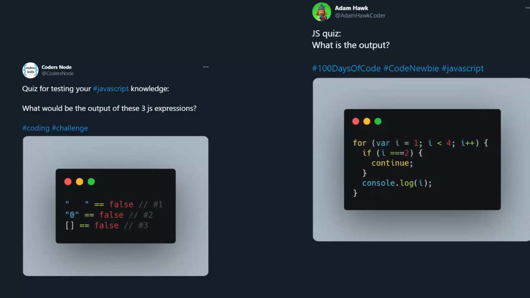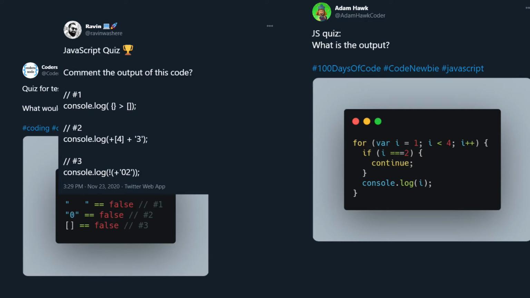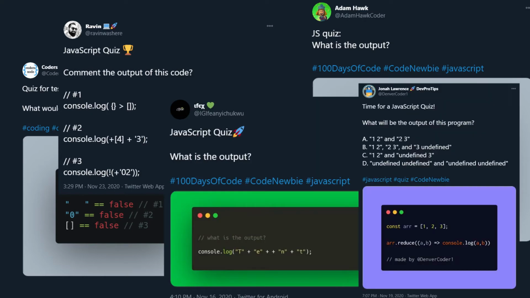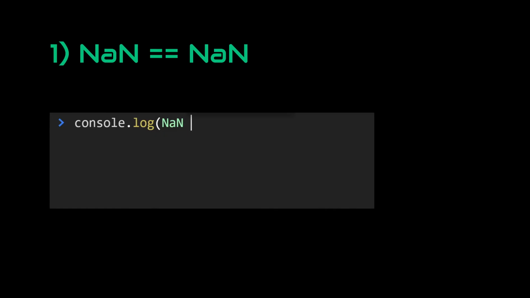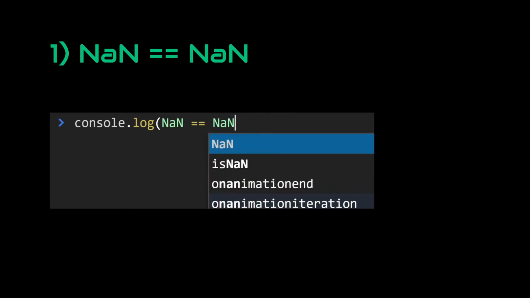Whether you are a programmer or not, I'm sure that you have seen many of those things on Twitter. They are basically mini codes that produce unexpected results. So let's look at a few and try to understand them, starting off with this one. At first glance, it may seem like this statement is true.